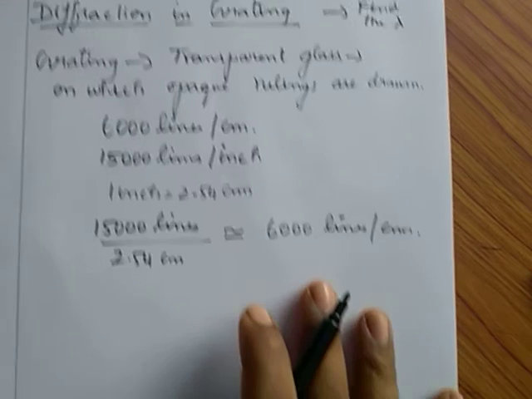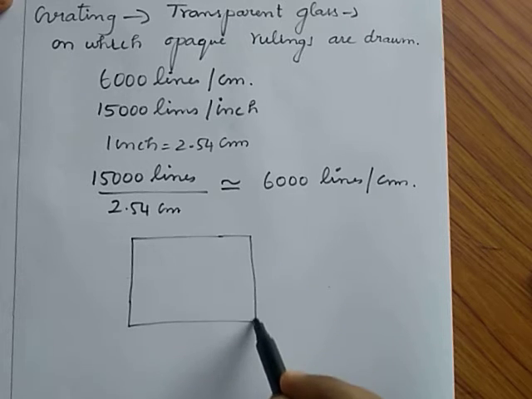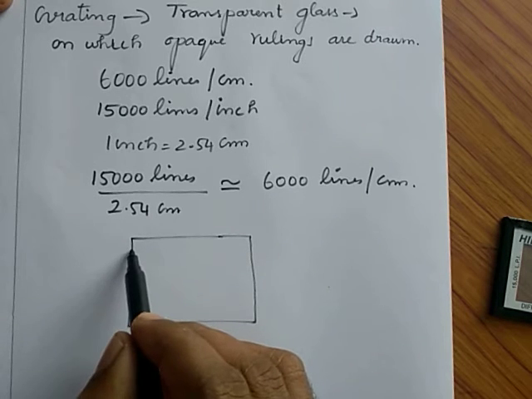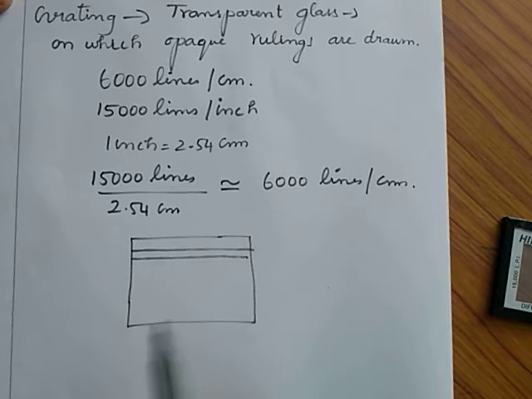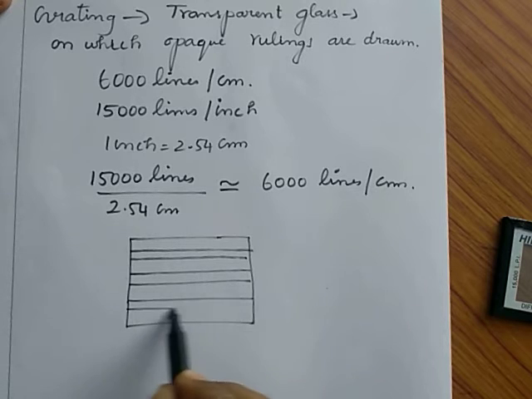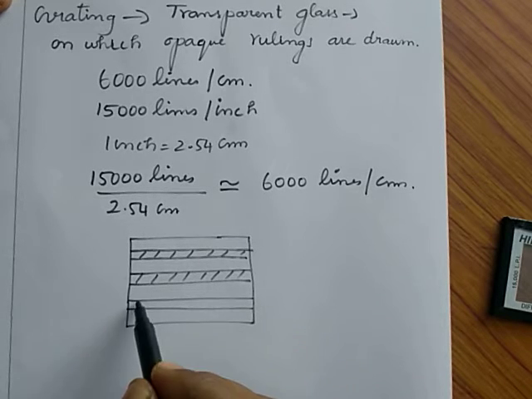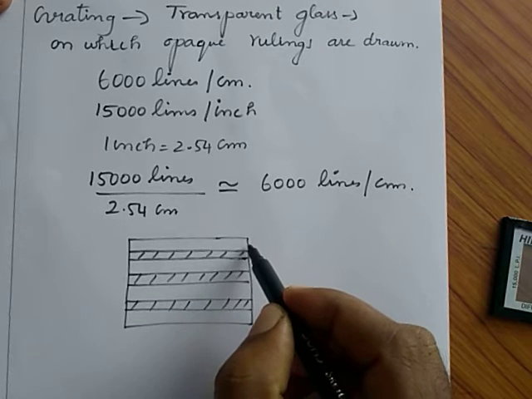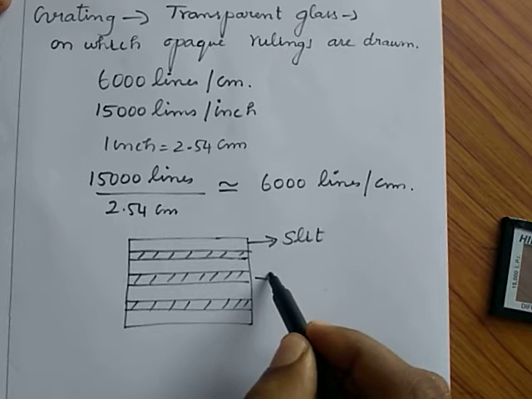See, this is the diffraction grating, a transparent glass on which there are n number of rulings, here 6,000 lines in 1 centimeter. Those lines behave as an opaque medium. This transparent part is known as the slit, and this opaque part is known as the ruling.